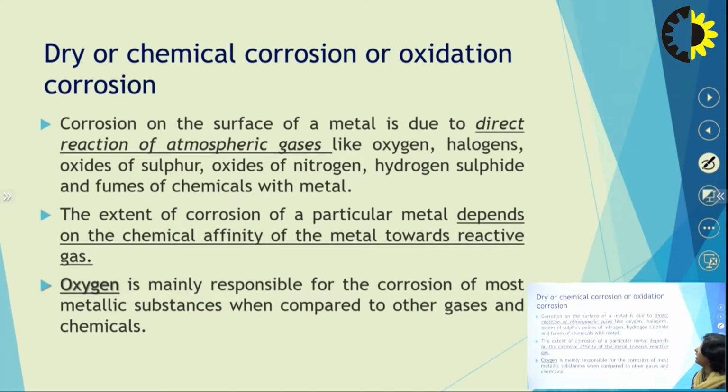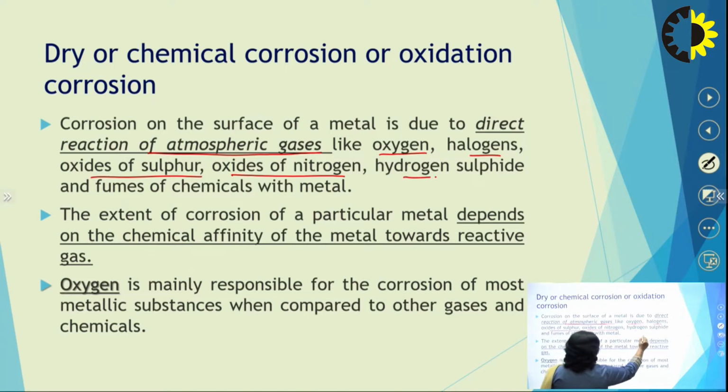Now, dry or chemical corrosion, or oxidation corrosion, what is this? We are going to see this. Whenever the surface of a metal reacts directly with atmospheric gases, it could be any gas like oxygen, halogen, oxides of sulfur, oxides of nitrogen, hydrogen sulfide (H2S) gas, or any fumes of chemicals with the metals, then what will happen?